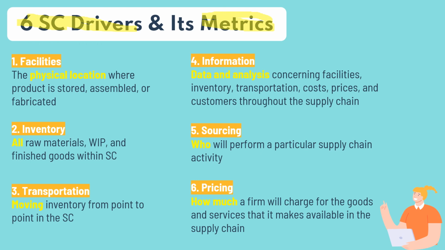And then the fifth driver is sourcing, which is who will perform a particular supply chain activity, like who is the supplier, who provides the transportation mode, etc. One of its metrics is the supply quality, which measures the quality of product supplied. And the last or the sixth driver is pricing, which is how much a firm will charge for the goods and services that it makes available in the supply chain. One of its metrics is the profit margin, which measures profit as a percentage of revenue.